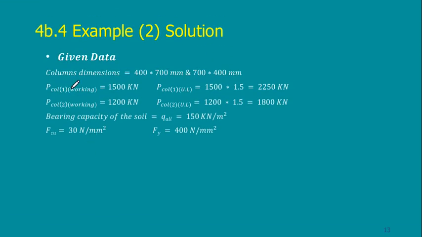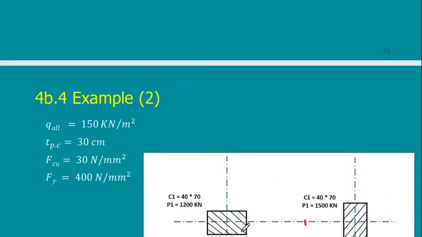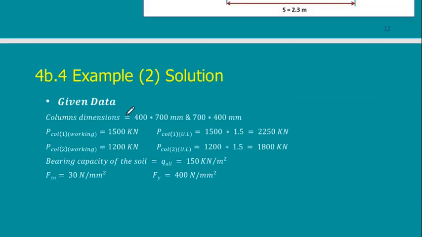So we start putting our answer. The first thing, I repeat the given and calculate what I need from the given. The column dimensions, it may not be given here, but it is given on the drawing. It is 40 by 70 for both columns. So the column dimensions 40 by 70 and 70 by 40 because the only difference is in the orientation of the column.